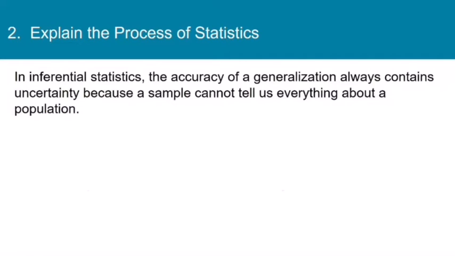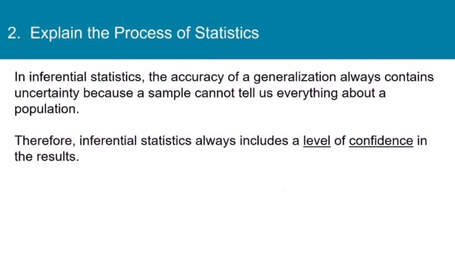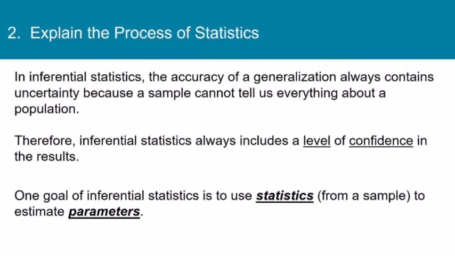And in inferential statistics, we always have to be careful to state the level of confidence in the results. Therefore, inferential statistics always includes a level of confidence in the results. And as we said earlier, one goal of inferential statistics is to use statistics from a sample to estimate the parameters of a population. So that's the big picture here. We want to be able to use easy to get information from a sample to estimate a parameter that would be very difficult to calculate directly.